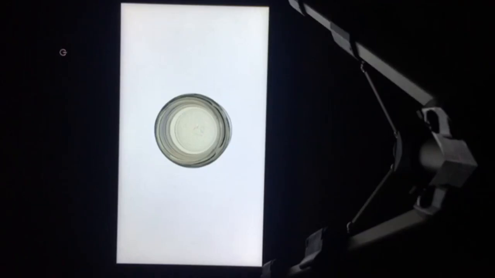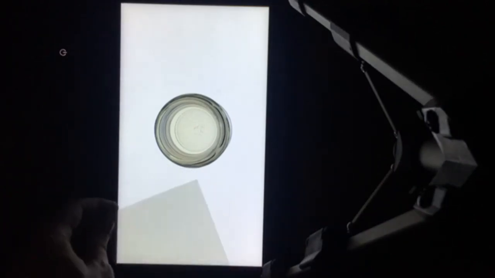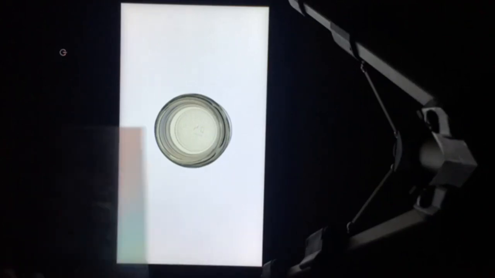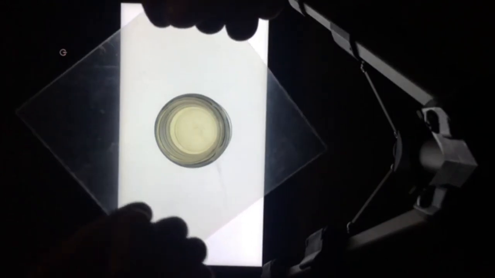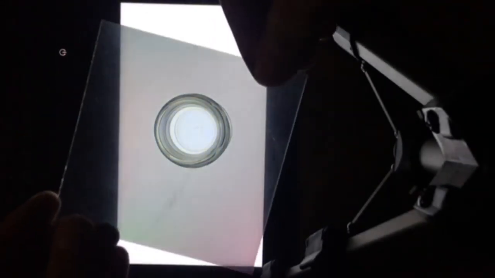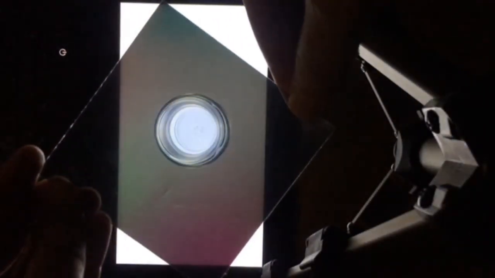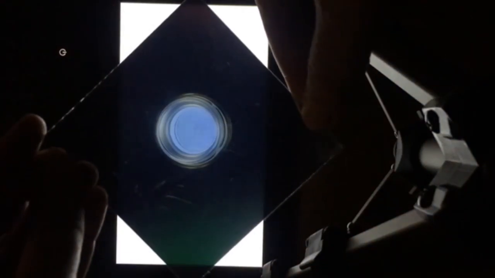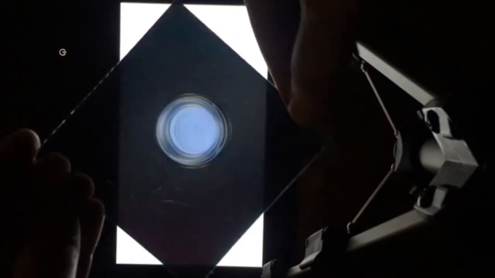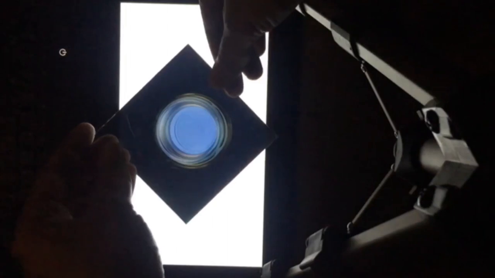Hello everyone, today we are going to play again with the polarization. We have an LCD display which is polarized light, and then we have a polarizer which I can rotate to different angles to let different light through it, and then we have a jar full of water and sugar. The water is warm in order to dissolve more sugar.